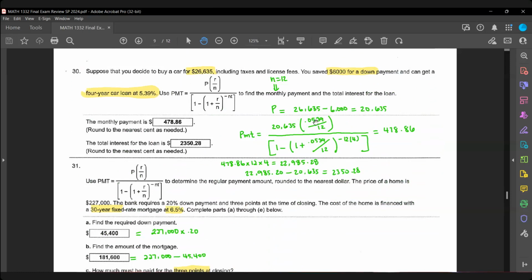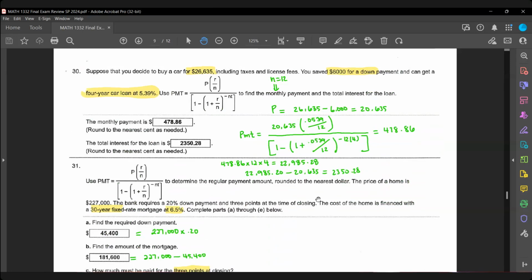We're making monthly payments, so that's why n is equal to 12. Once again, make sure that you know how to use your calculator. It says round to the nearest cent, so therefore we see 478.86 after this computation.